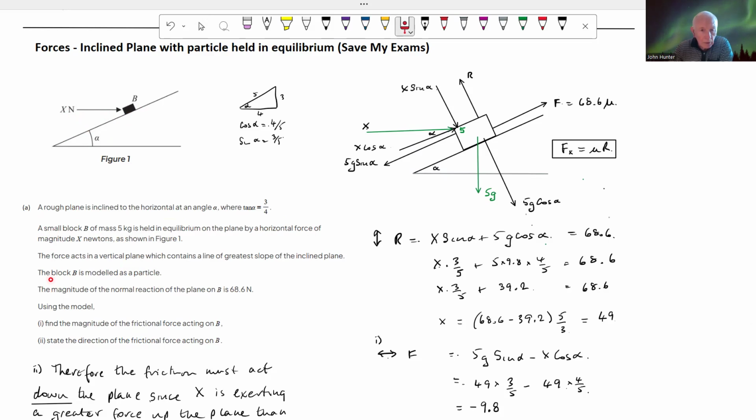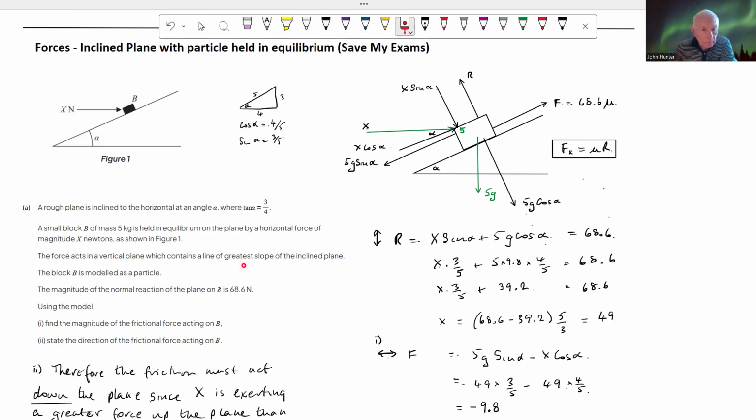And B is modeled as a particle, which is the usual assumption, which basically means operating from a point. You know, all the forces and the mass are operating from a point. And the magnitude of the normal reaction of the plane on B is 68.6 newtons. So it's slightly unusual to actually get that in that form.